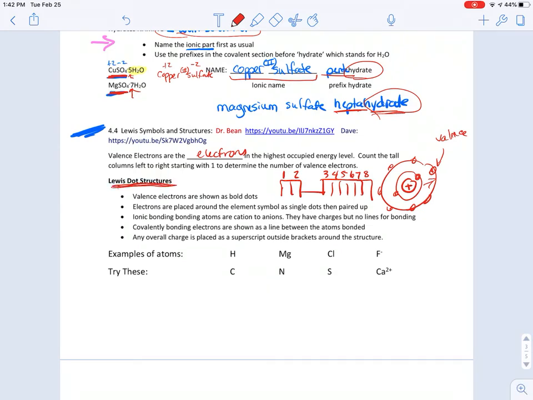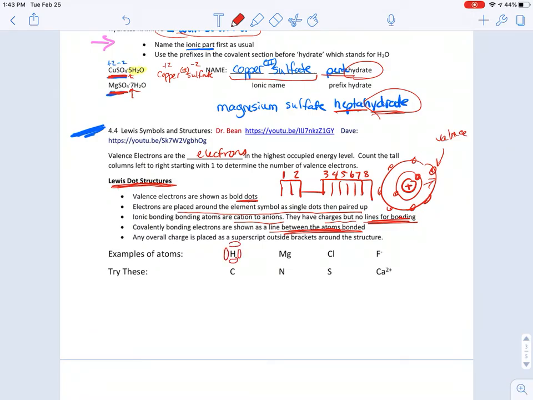And last but not least, Lewis dot structures. This is the beginning of a topic that we'll be continuing on. You use dots, and you put them around the element as single dots before you pair them. Ionic bonding are cations to anions, and they have charges, but they don't have any lines for the bonding. Whereas the covalent ones, they do have that line for the bonding. And an overall charge is placed as a superscript outside the bracket. So I'll show you what you do.